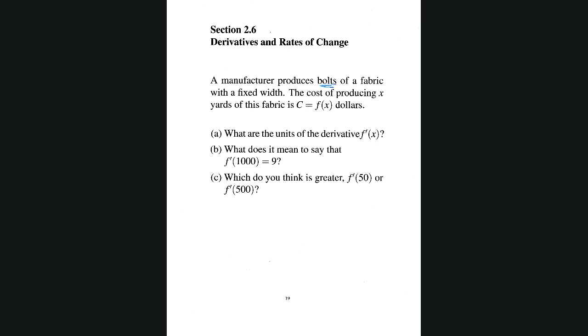A manufacturer produces bolts or rolls of a fabric with a fixed width, and the cost of producing x yards of this fabric is C. The cost C is some function f of x dollars. So of course, the cost function would be a function of how many yards of fabric you produce. That makes sense. In this problem, you notice there's no formula for the cost function f.